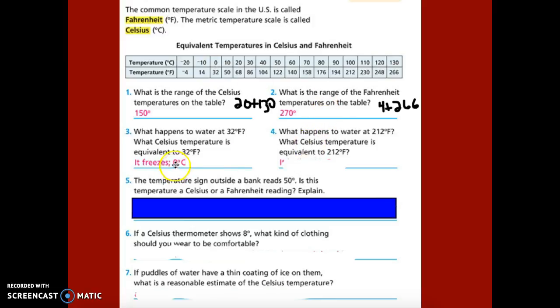So if you know water freezes at 32 degrees, what do you think happens at 212 degrees Fahrenheit? So way up here, 212 degrees Fahrenheit, which is 100 degrees Celsius. What do you think happens? The answer is water boils, okay? So at 212 degrees Fahrenheit, water boils, and at 100 degrees Celsius, water boils, okay?